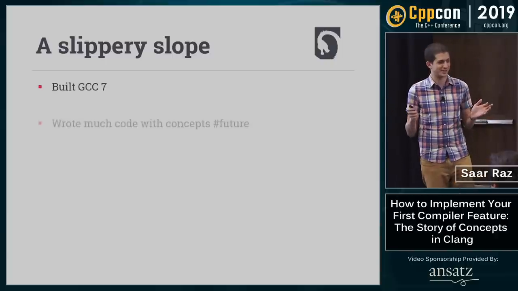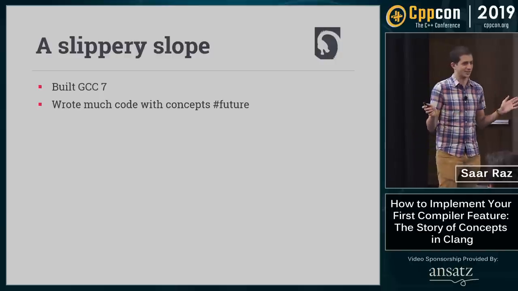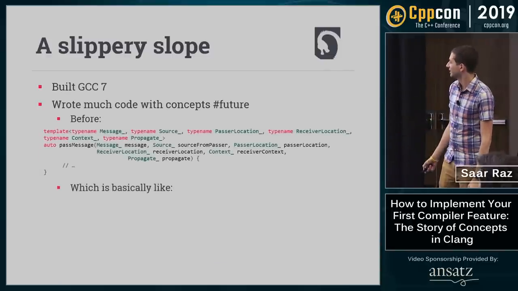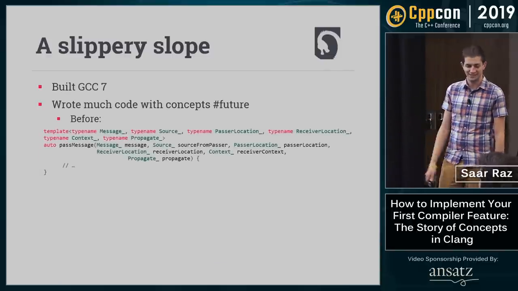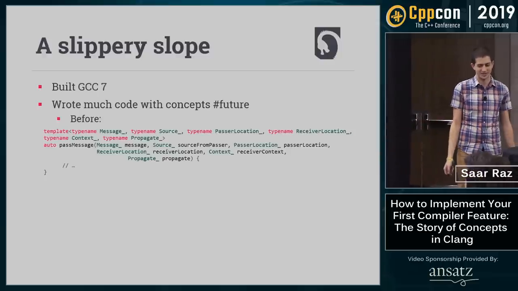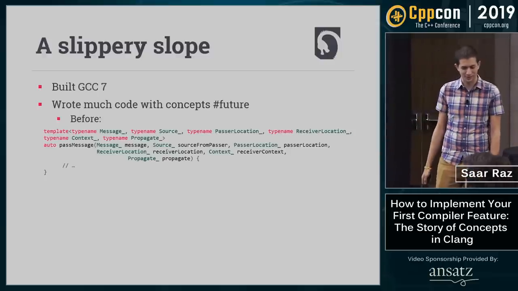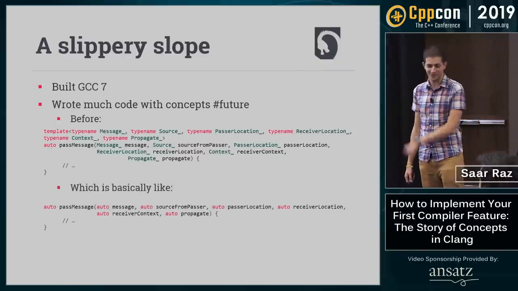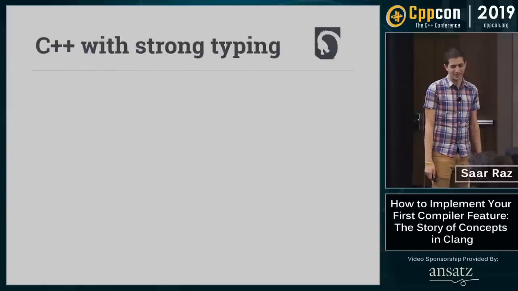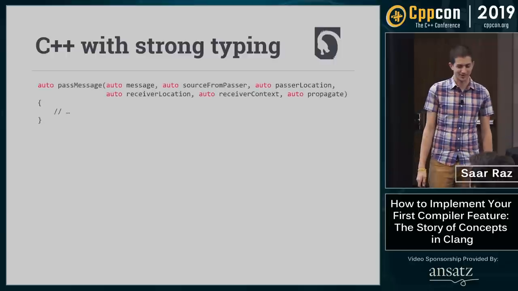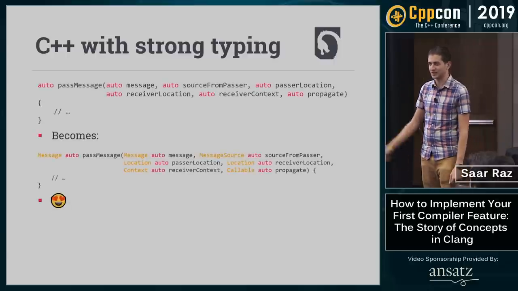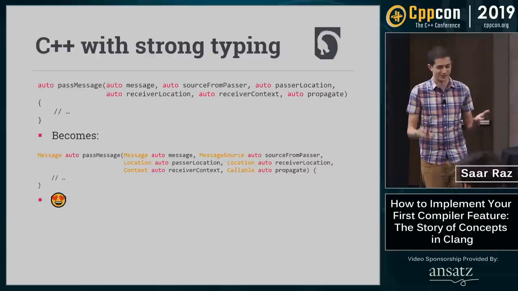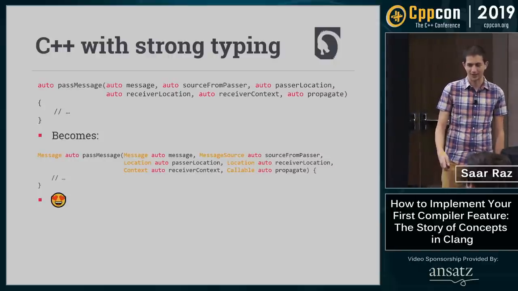So I built GCC 7 and started writing a lot of code with Concepts as if it was the future. So if before I had this function, this pass message function here that takes a bunch of template parameters which you know nothing about. What is this propagate last parameter? What does it even mean? Basically like writing this: auto. Now with C++20 and strong typing, I could do something like this and actually specify the types of all of these generic parameters and actually have an idea of what this function does when looking at it, which is a nice feature.